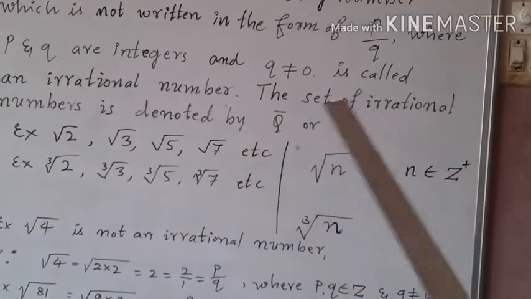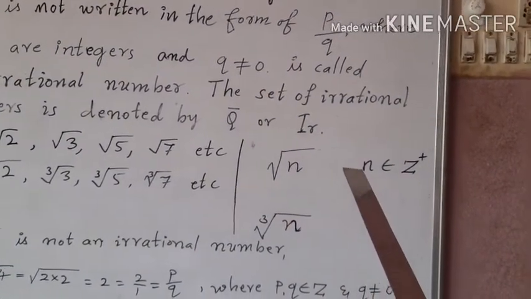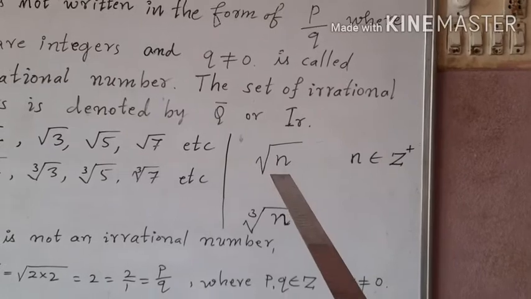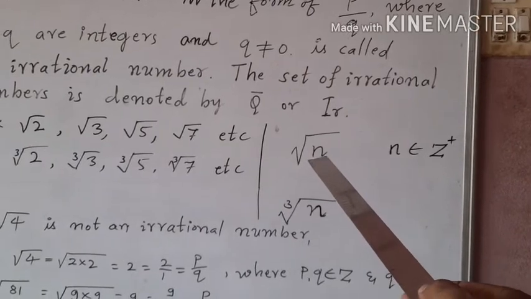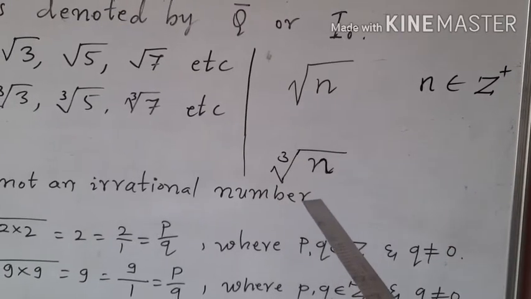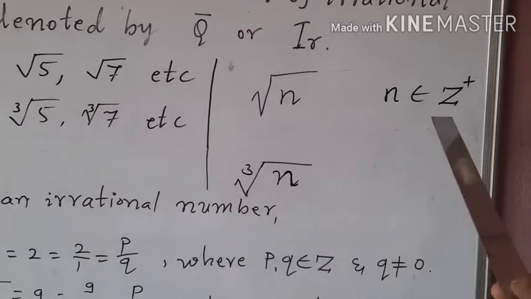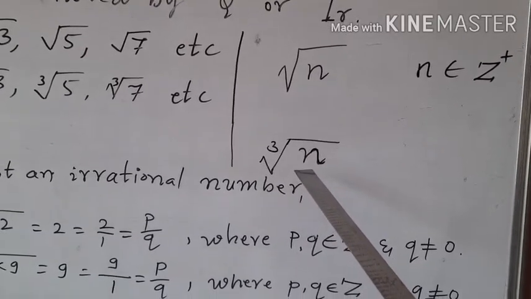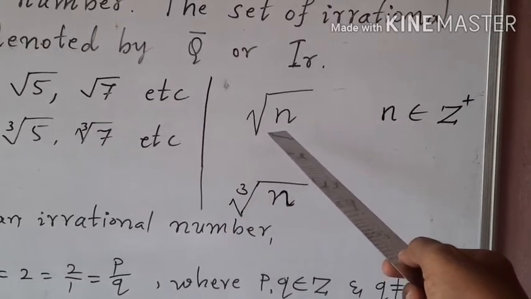Any number written under the square root mark is not necessarily an irrational number. The first condition is n should be a positive integer, and secondly, this n should be a prime number, and this n should not be a perfect square. If any number under the cube root is to be called an irrational number, the first condition is n should be a positive integer, and n should be a prime number, and n should not be a perfect cube.